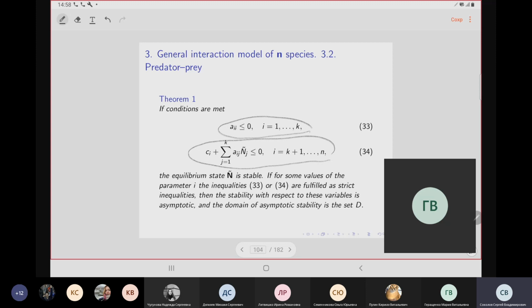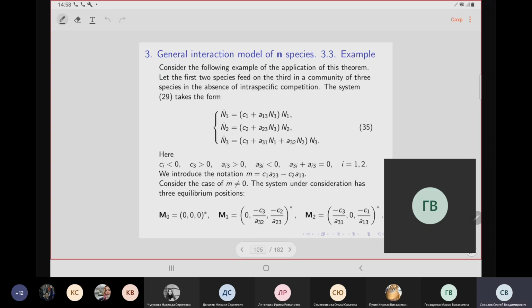And if the inequalities here or here are strict, then the stability becomes asymptotic. And moreover, it becomes global asymptotic stability, so there are no more equilibriums, and all the solutions are going to the stable equilibrium state.